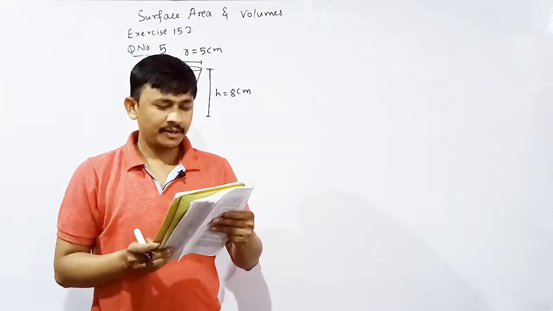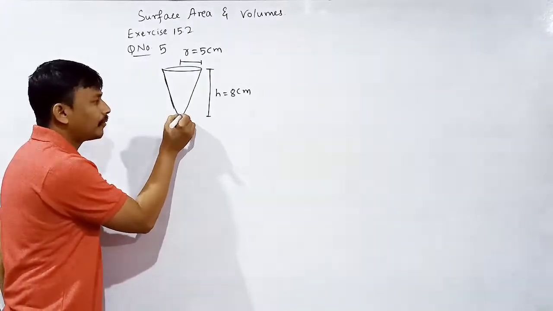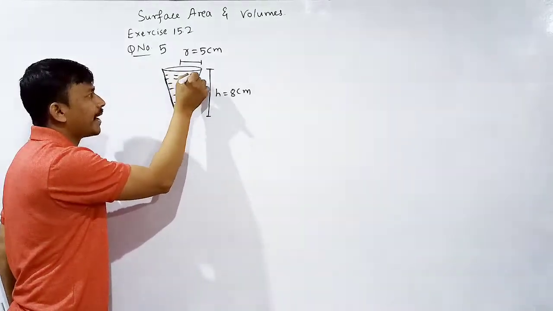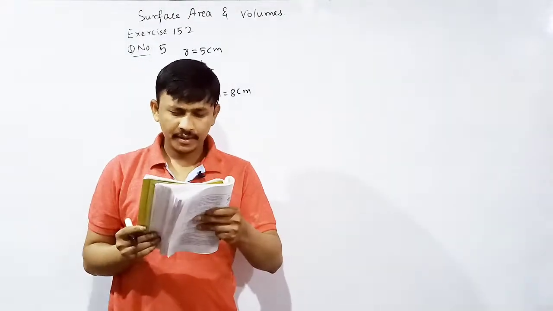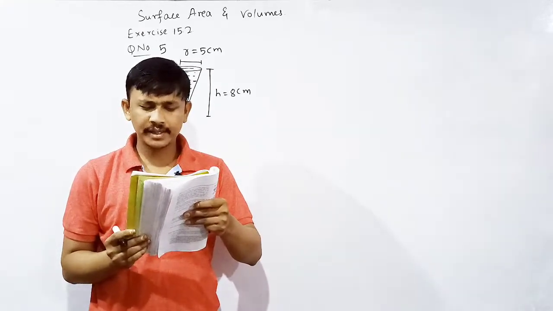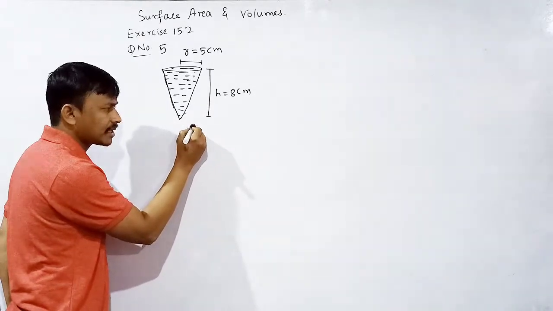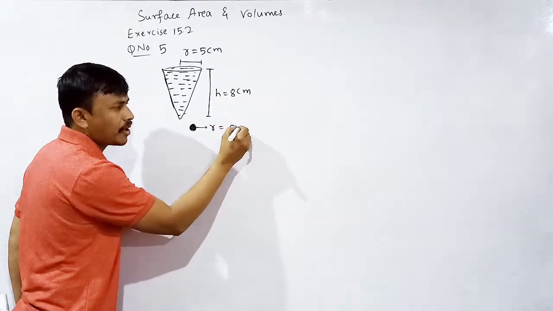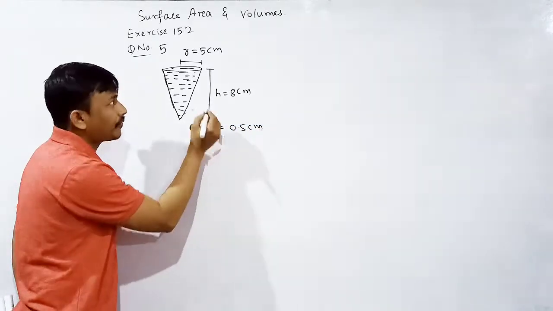Okay, 5 centimeter. It is filled with water up to the brim. Brim means upper end, up to the upper end. Okay, when lead shots, each of which is a sphere of radius 0.5 centimeter. This is a sphere. The radius of the sphere is 0.5 centimeter. Correct? Okay, 0.5. This is R1.